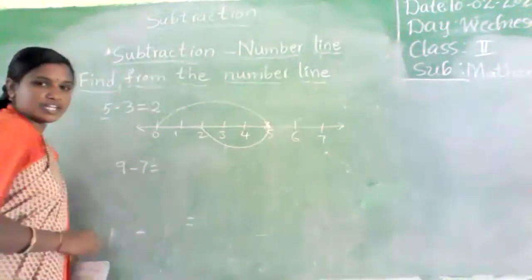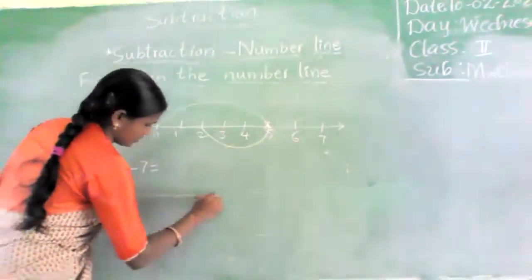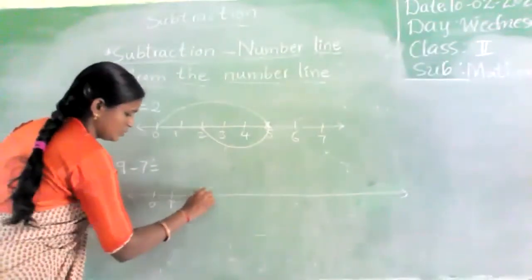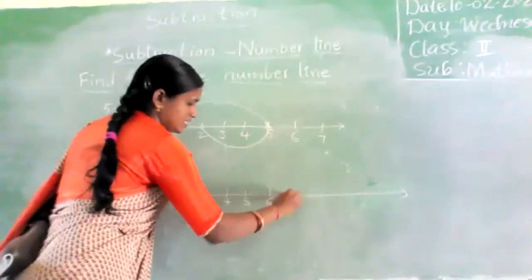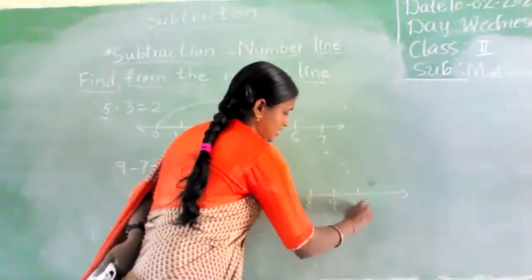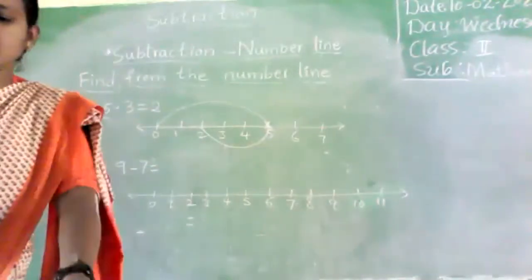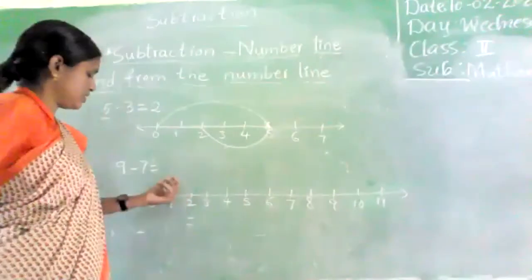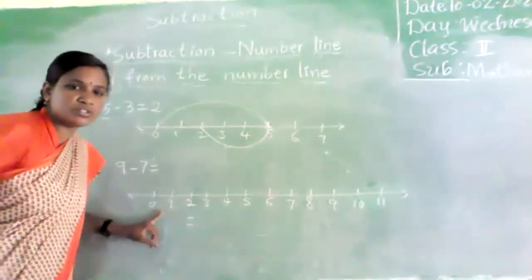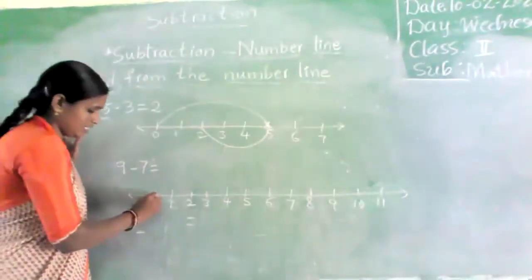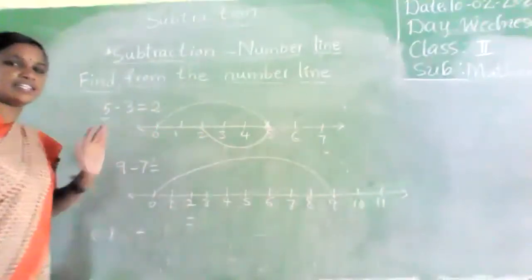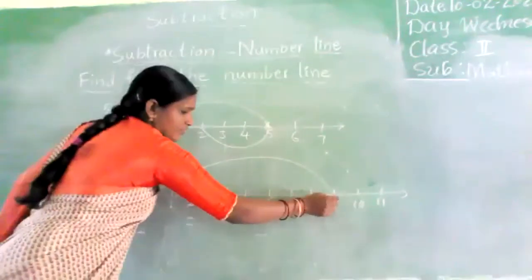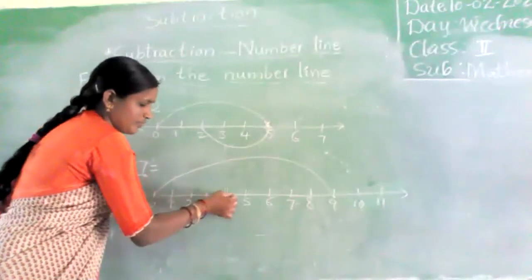9 minus 7. 9 minus 7. 0, 1, 2, 3, 4, 5, 6, 7, 8, 9, 10, 11. This is a number line. First arrow on the number line from 0 to 9. See here, 0 to 9. Then, how many steps backwards? 7 steps. 7 steps backward. 1, 2, 3, 4, 5, 6, 7.